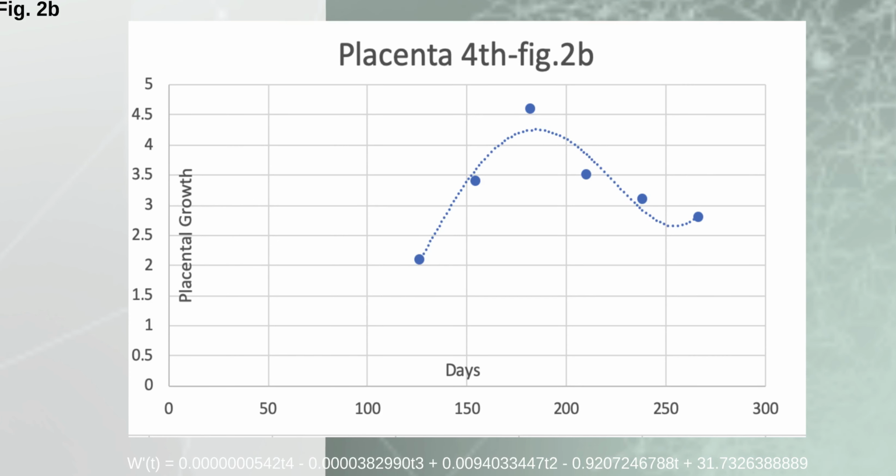For the placenta fourth degree, figure 2b, our fourth degree fitted polynomial was W prime of t, and the equation is shown below the graph. And this is also a better fit because our R value is 0.9, which is extremely close to the desired 1, and the dots were near the polynomial degree 4 line, which was exactly what we wanted.